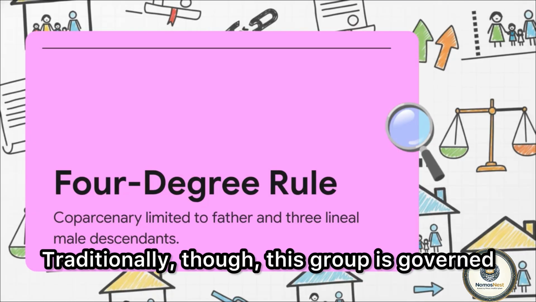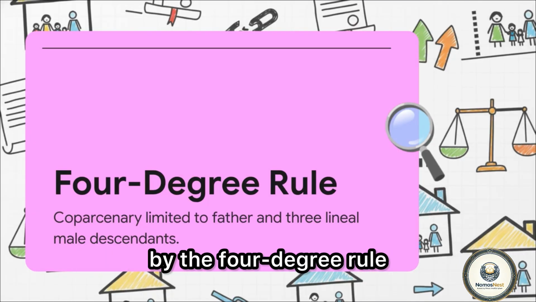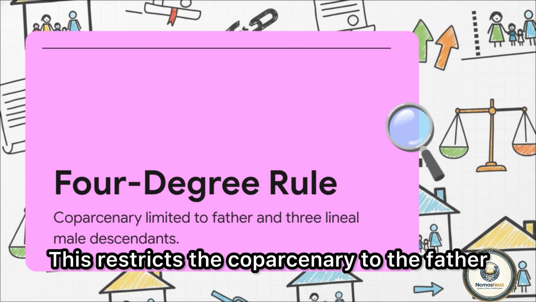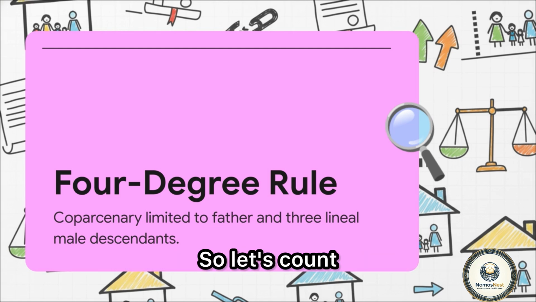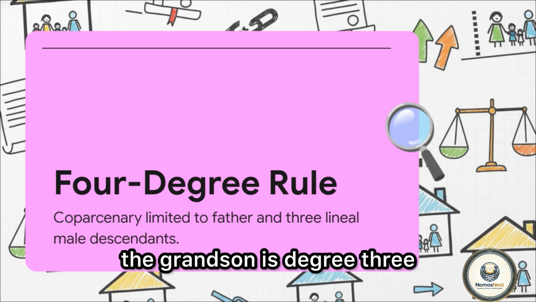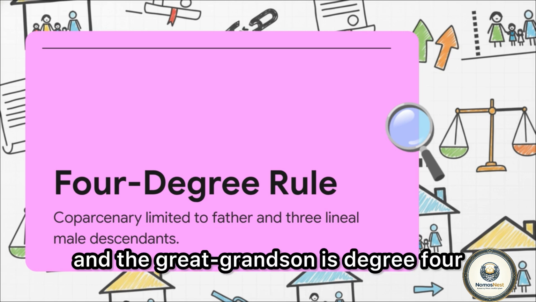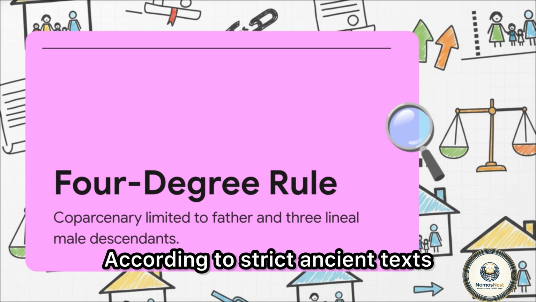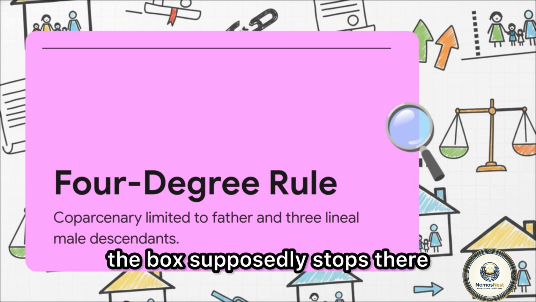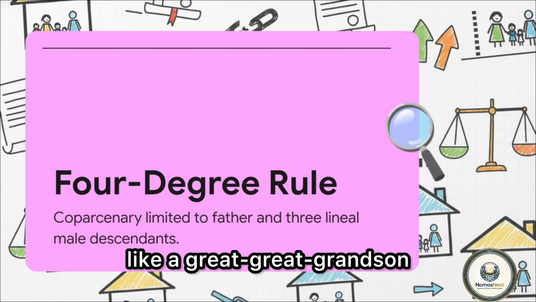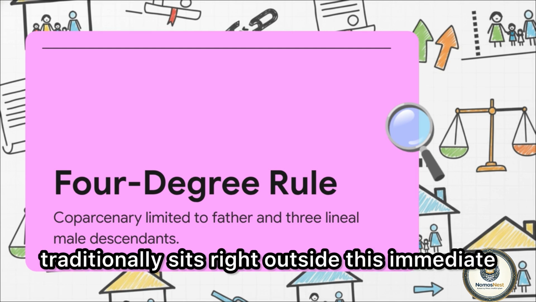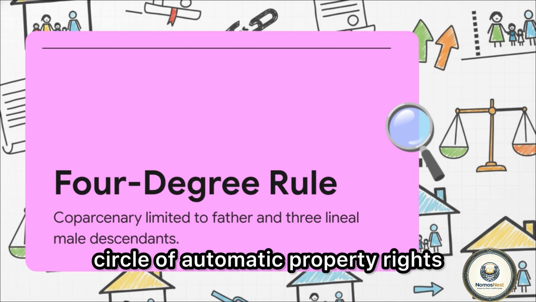Traditionally, though, this group is governed by the 4-degree rule. This restricts the coparcenary to the father and his next 3 generations. So let's count. The common ancestor is degree 1, his son is degree 2, the grandson is degree 3, and the great-grandson is degree 4. According to strict ancient texts, the box supposedly stops there. Anyone born at the 5th degree, like a great-great-grandson, traditionally sits right outside this immediate circle of automatic property rights.